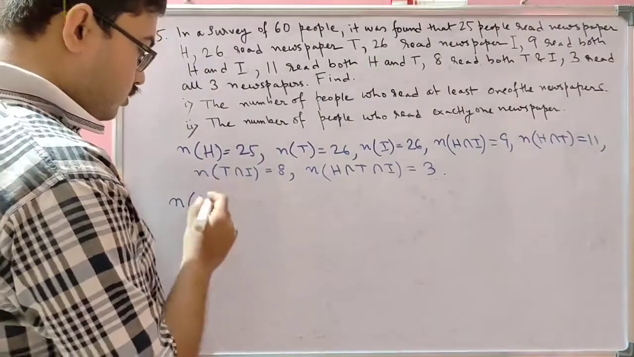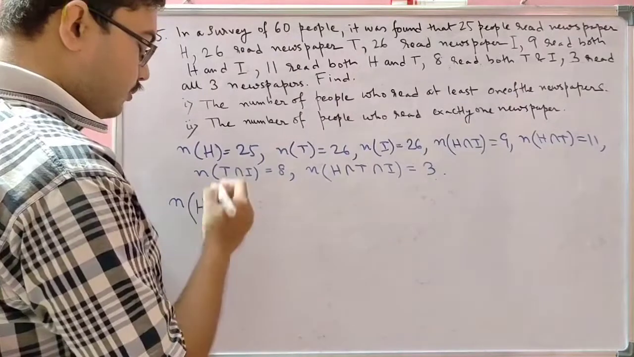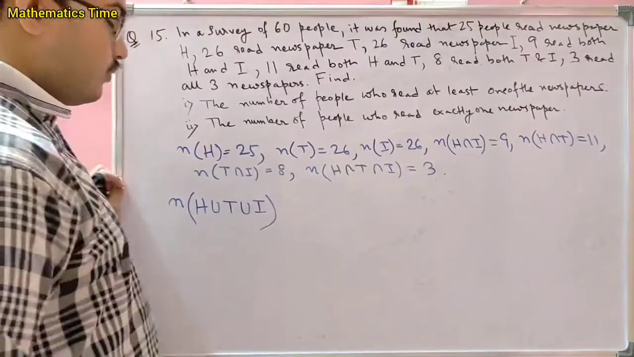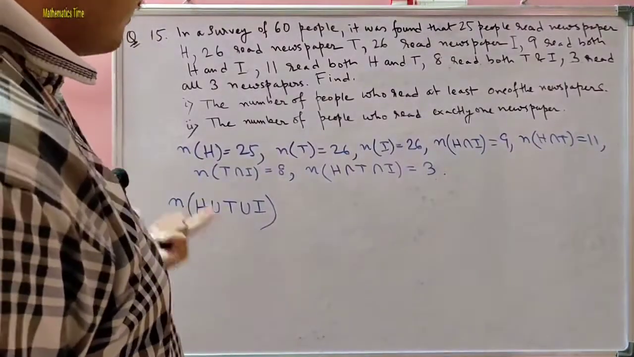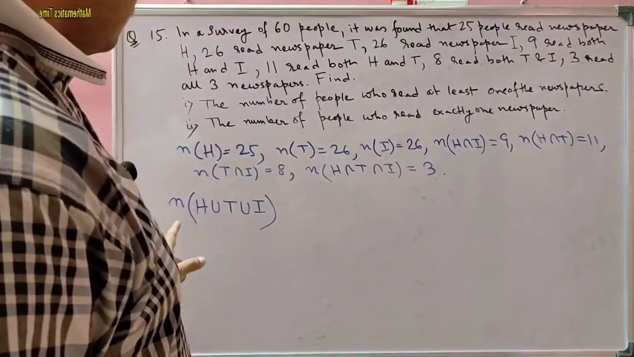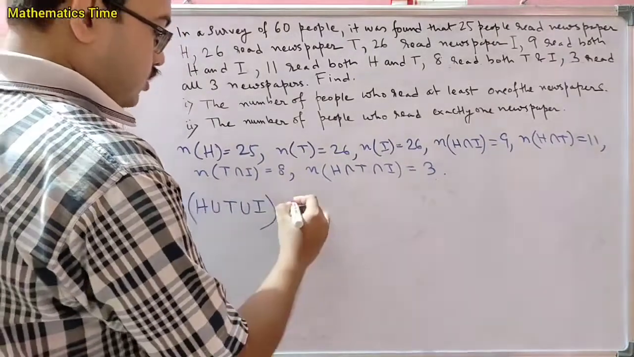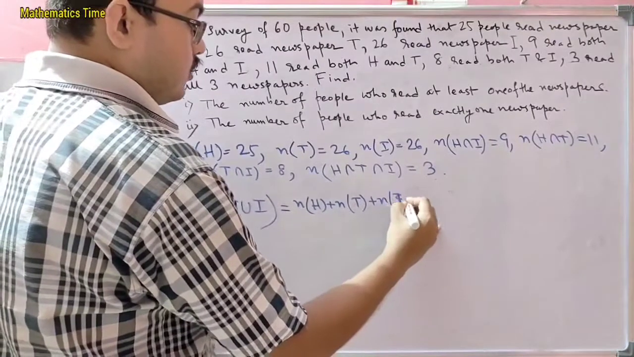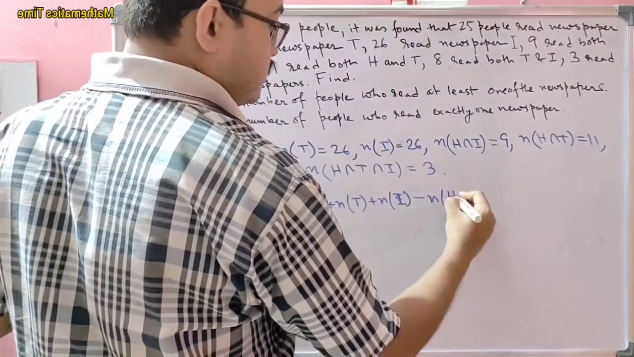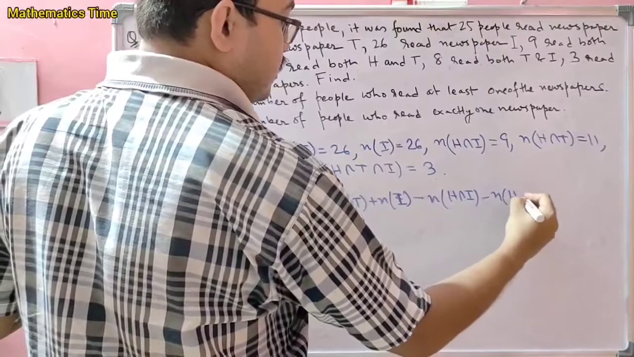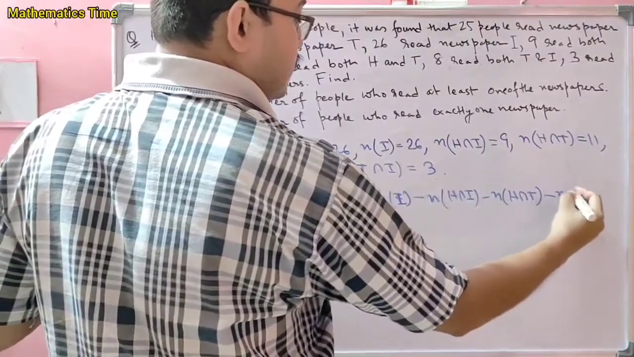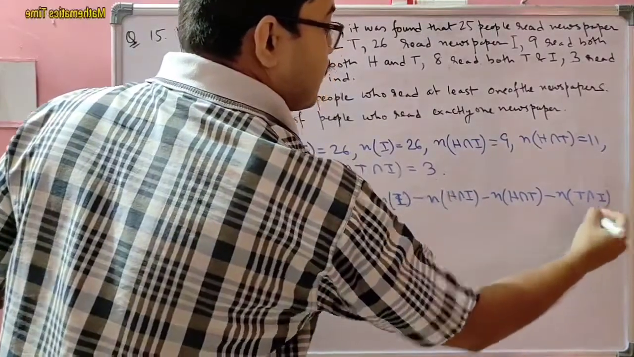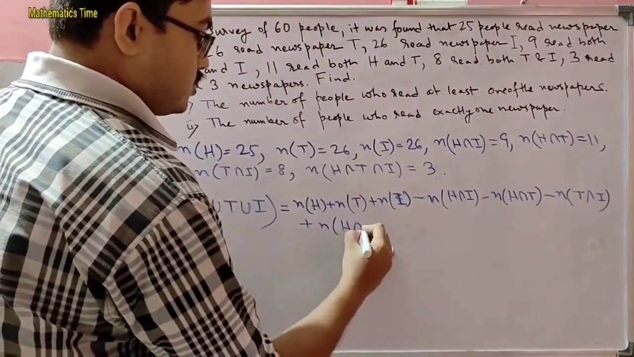Number of people who read at least one newspaper means we have to calculate the union of 3 types of people, H, T and I. So applying the formula, it will be n of H plus n of T plus n of I minus n of H intersection I minus n of H intersection T minus n of T intersection I plus n of H intersection T intersection I.